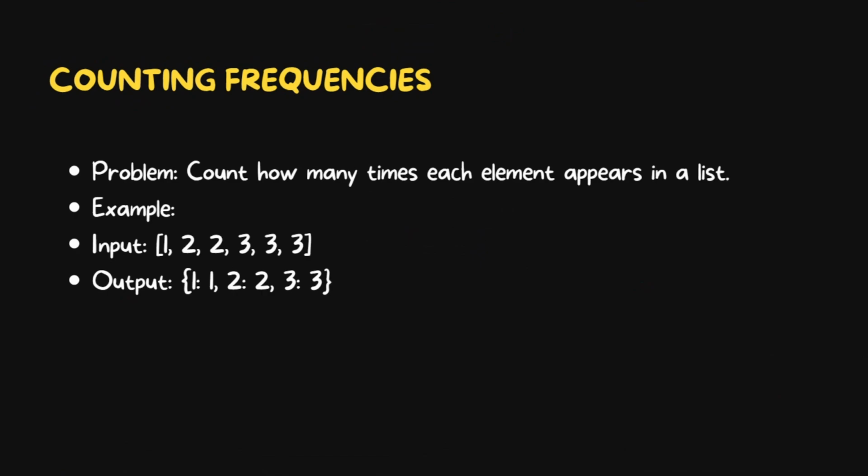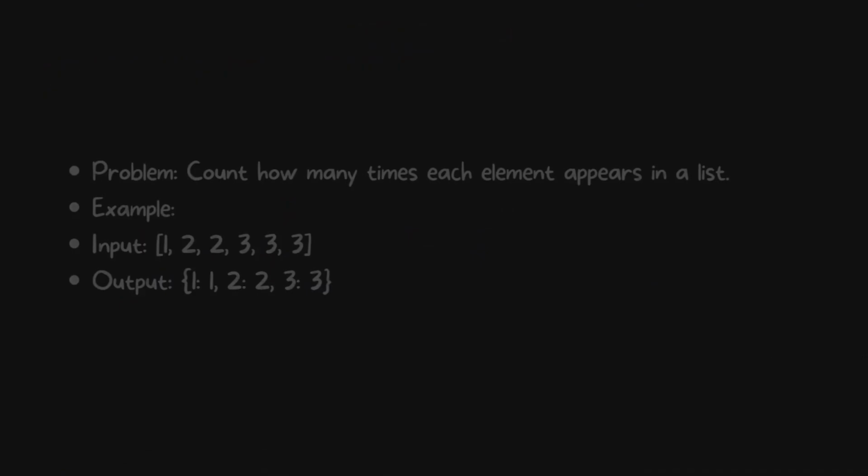Let's tackle the first problem, which is counting frequency. We want to count how many times each element appears in a list. For example, if the input is 1, 2, 2, 3, 3, 3, then the output should be: 1 is repeating 1 time, 2 is repeating 2 times, and 3 is repeating 3 times.